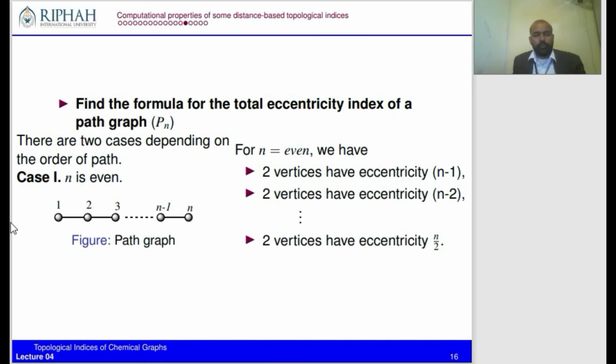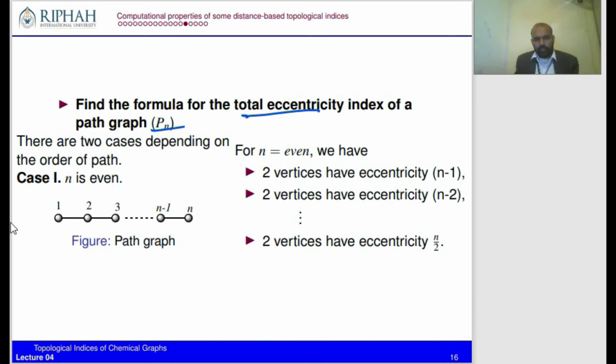So find the formula of the total eccentricity index of a path graph Pn. There are two cases. In this exercise we will find the total eccentricity index of the path graph Pn, but there are two cases again depending upon the order of the path graph. We will discuss only one case, where n is even. For n even, we have two vertices with eccentricity n minus 1.